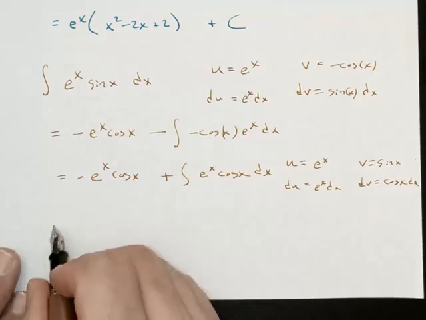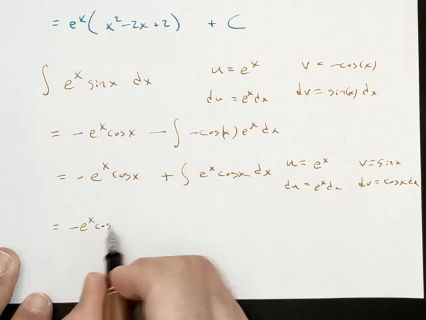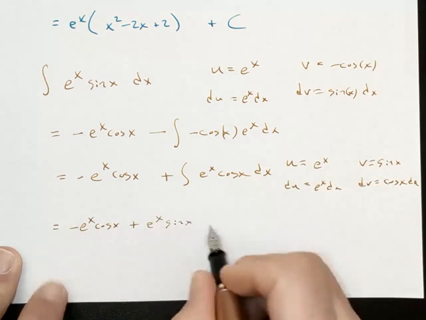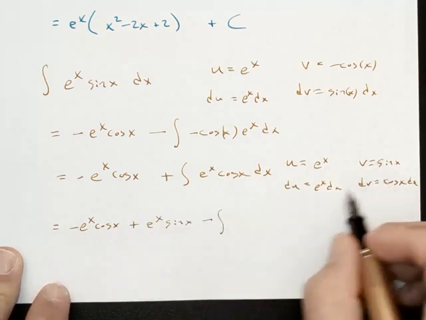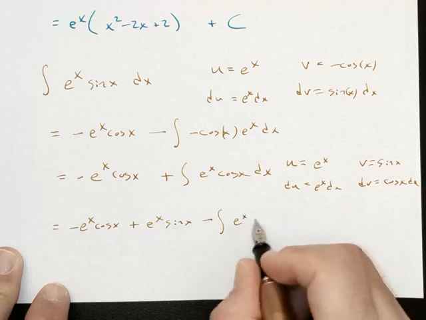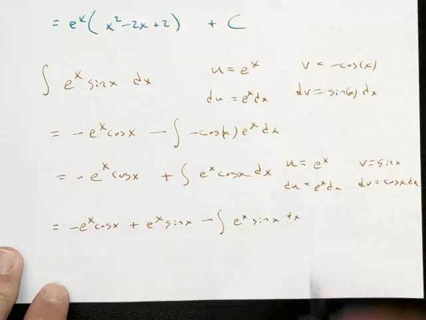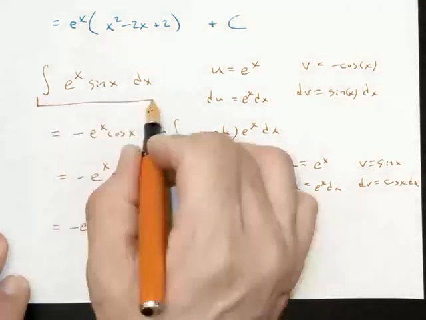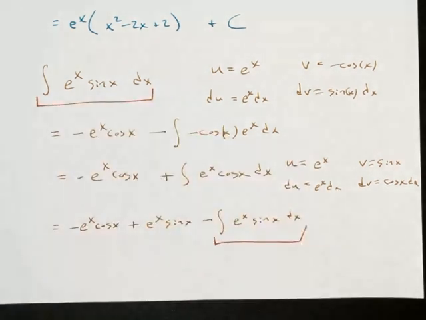Because when I write up my next version, uv minus the integral v du, what just happened? Say it louder, Maddie. We're back where we started. But here's something very interesting. This exactly matches that, doesn't it?